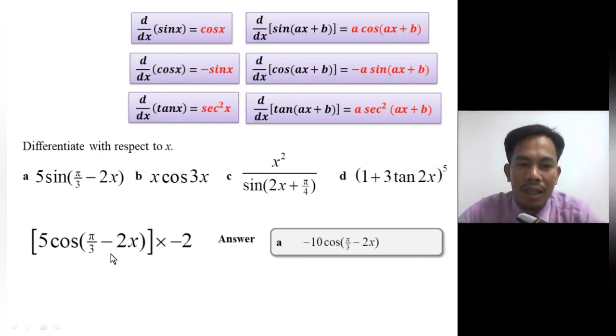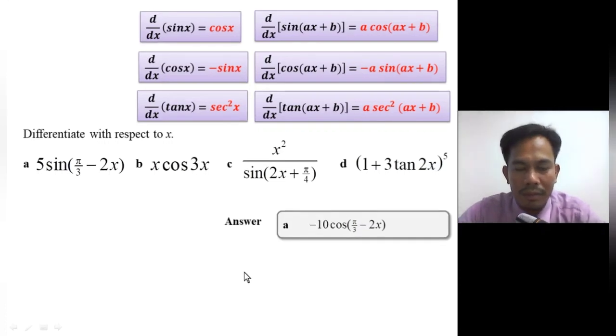Just like what happened here, I have 5 sine of the angle pi over 3 minus 2x originally. Then I will multiply that with the numerical coefficient of the x in the angle, which is negative 2 there. So negative 2 times 5 will be negative 10. Okay, let's move on to letter B.